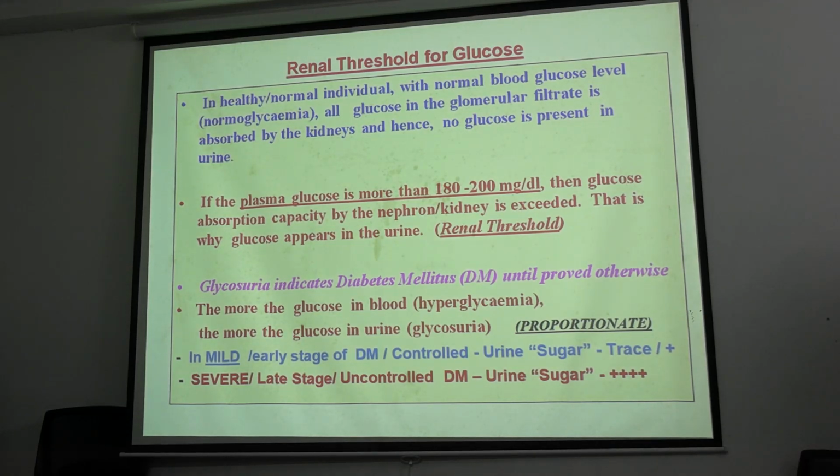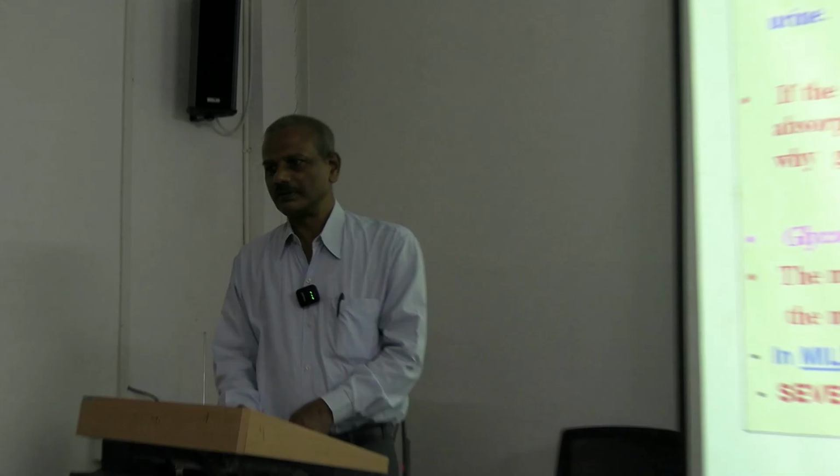Until proved otherwise means in a normal individual, if she is a female, there is a chance that during lactation or during the third trimester of pregnancy there is lactosuria, so the lactose might appear. In other cases, particularly in the child, pentosuria, fructosuria, galactosuria, all these things I have discussed will appear in the pediatric age group. It doesn't occur normally in the adult. So glycosuria, Benedict test positive in any adult, take it for granted the patient is having diabetes.